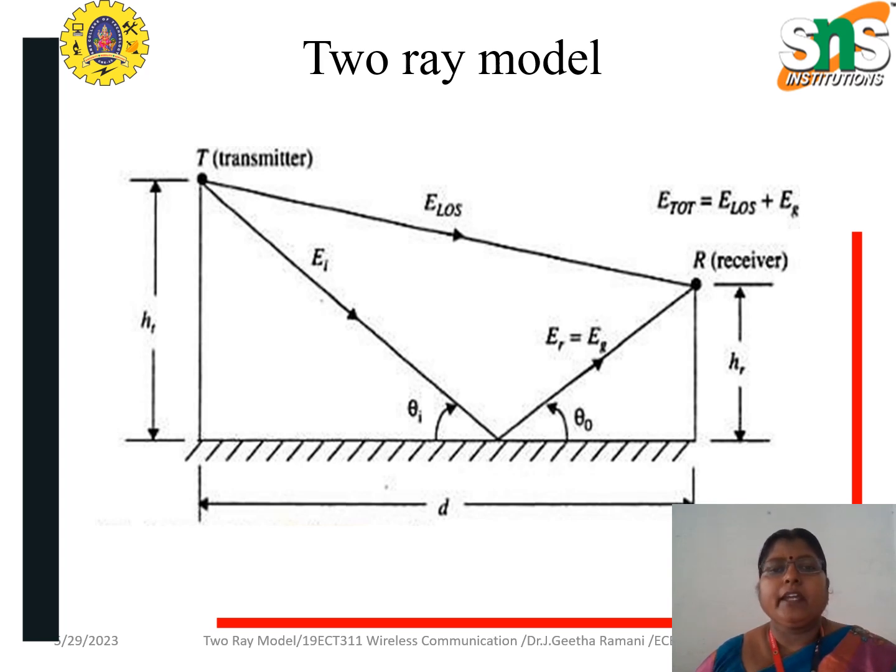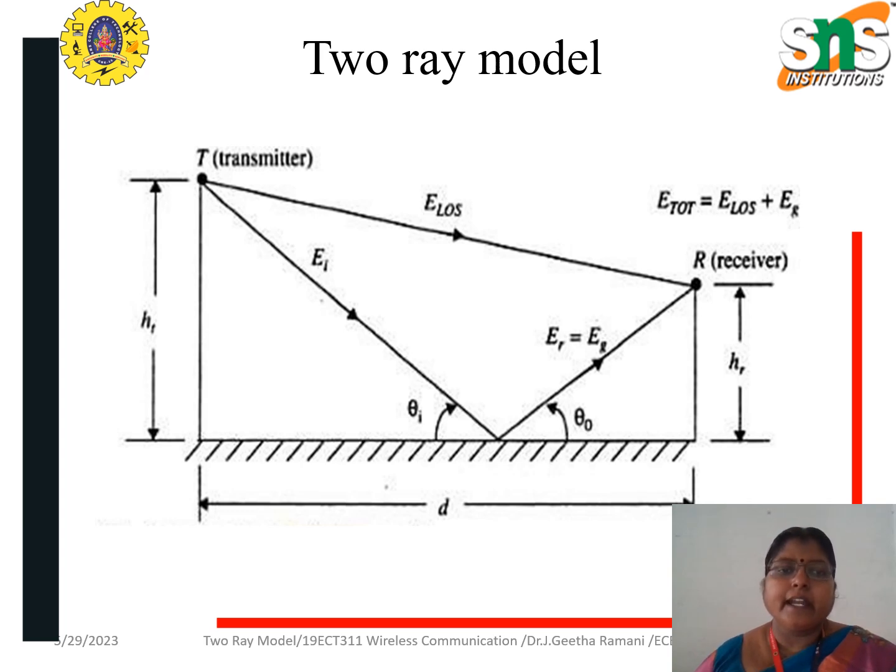Okay, as I said, there are two rays. That's why it is called a two-ray model. The first ray is a line of sight. So the energy along this line of sight path is indicated as E_LOS, which is indicated by this arrow mark from transmitter to the receiver.